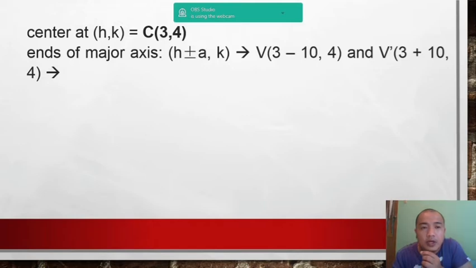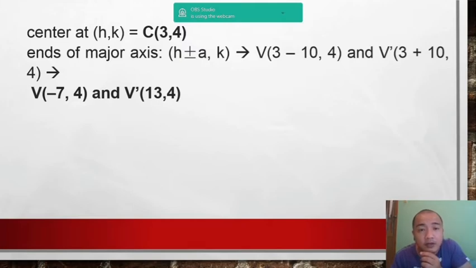Ends of the major axis are (h plus or minus a, k). So we have (3 minus 10, 4) and (3 plus 10, 4). That means the vertices are at (-7, 4) and (13, 4), because a is 10. So, 3 minus 10 and 3 plus 10.